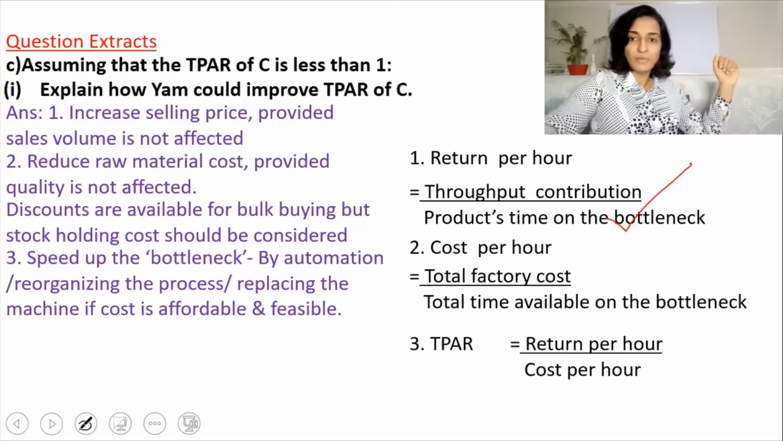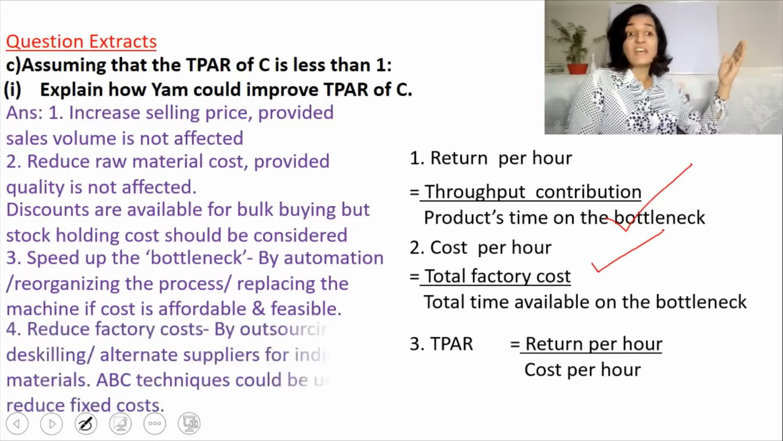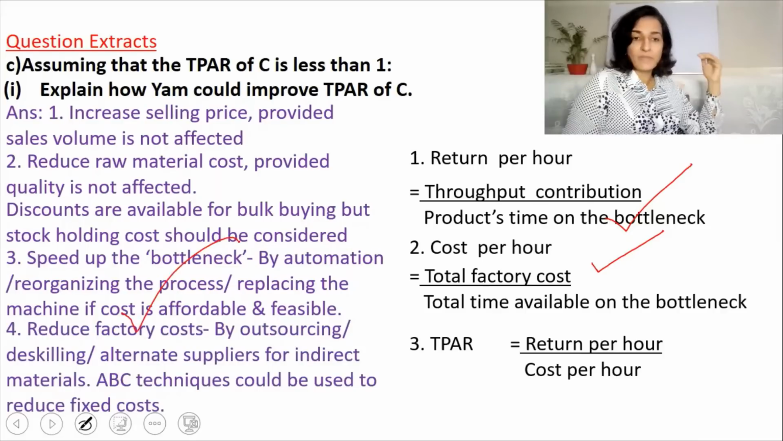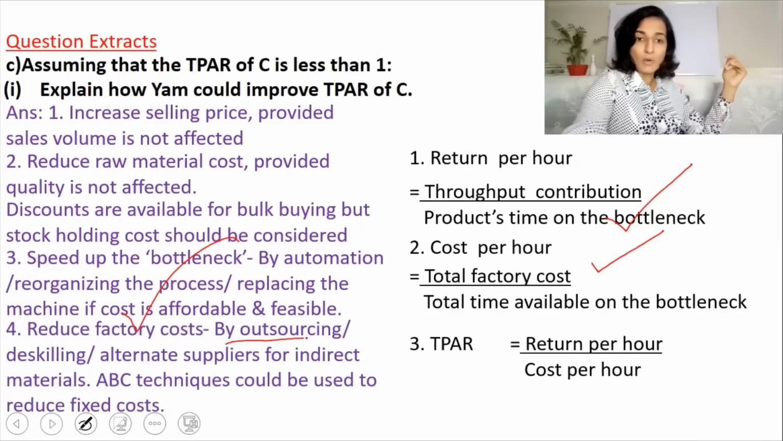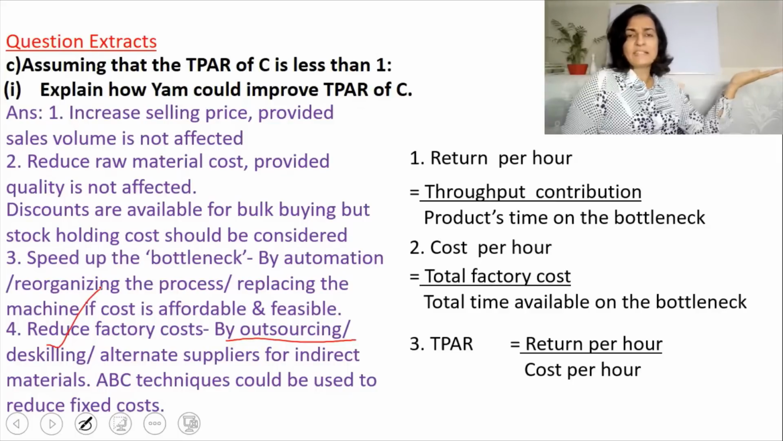So cost per hour numerator, if you see, total factory cost, if the numerator reduces, then again the TPAR will improve. So the next point is reduce factory cost. And how do you do it? By outsourcing or de-skilling. Now, what do you mean by de-skilling?